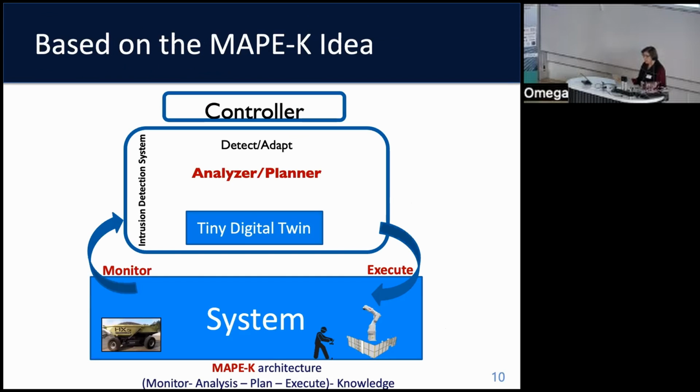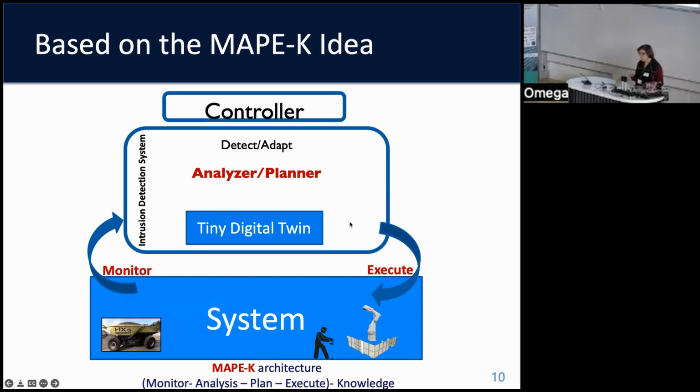So the idea actually comes from this MAPE-K loop idea from IBM in software engineering and autonomous systems, that they have this system here and they monitor the system. Here, they have this analyzer planner that can detect the attack or the fault and then adapt changes in the system or outputs to adapt to this situation. So the idea comes from that.